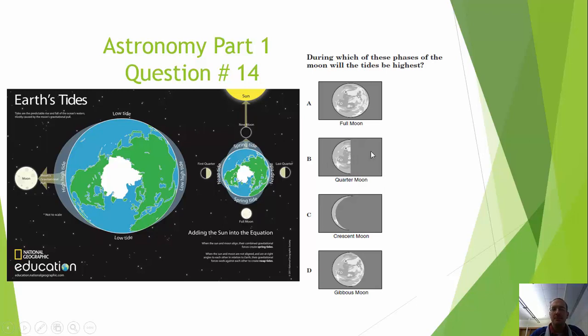You have a quarter moon. It's going to be either the last or the first quarter. And again, these are at 90-degree angles where they're fighting gravitationally, and it's not the high tides or low tides. Crescent moon, same thing, and gibbous moon, also same thing. Neither one of these is in the same straight line like we talked about. Best answer here is A. It's going to be a straight line where gravitational pull is going to make the higher high tides and the lower low tides.